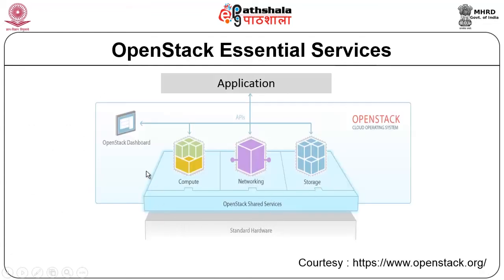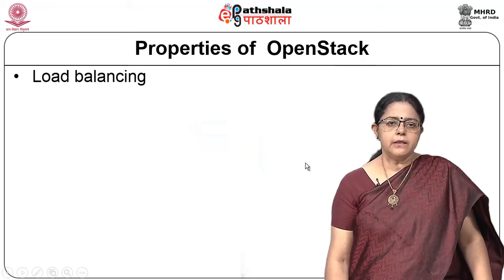So, this is the OpenStack essential service model. Whenever we look at OpenStack, this is the diagram that comes up. These are the compute, networking and storage, 3 services, and the rest are all shared services on top of which these services sit, and they can be communicated with through the dashboard Horizon, and all applications can connect to it. So, that is how it works. So, what are the properties?